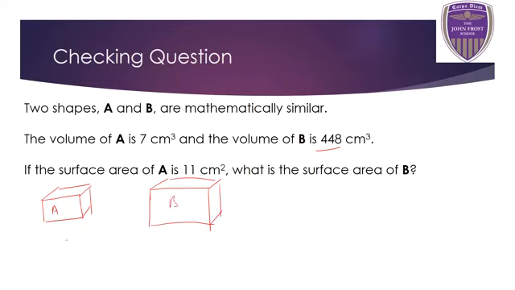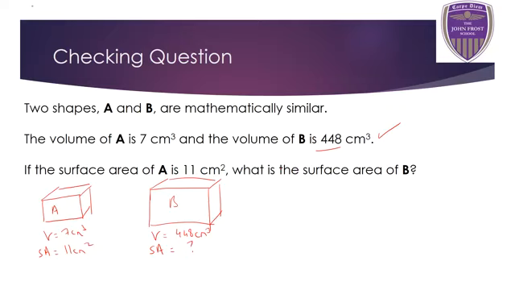Okay, the volume of A is 7 cm cubed, and the volume of B is 448 cm cubed. The surface area of A is 11 cm squared. What is the surface area of B? Right, so I'm looking at this now, and I think I'll write down at the top, look, all right?